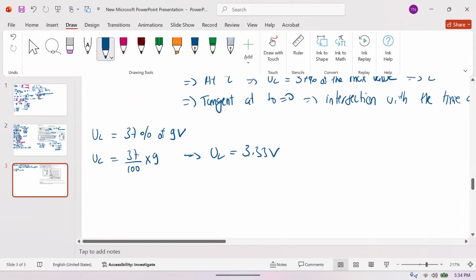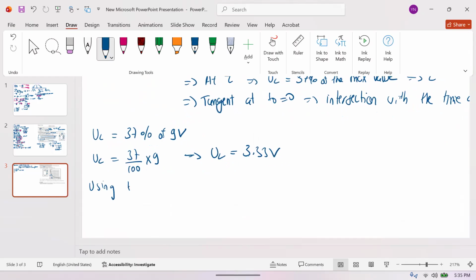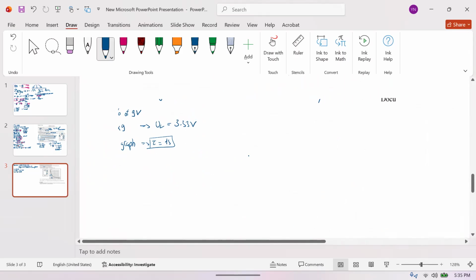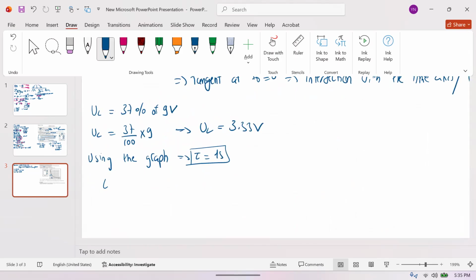So once we find UC, we say using the graph, the time constant tau is supposed to be 1 second. Okay, now tau doesn't really change. Let me say something. Tau doesn't really change if we're not changing R or C. And since R is still the same, it remains the same, and same for the capacitance C. We didn't change the capacitor or its shape or form.